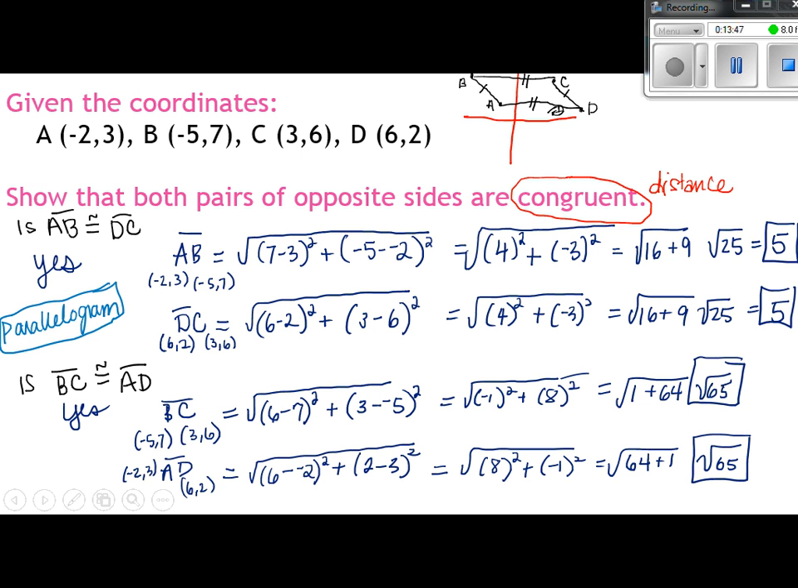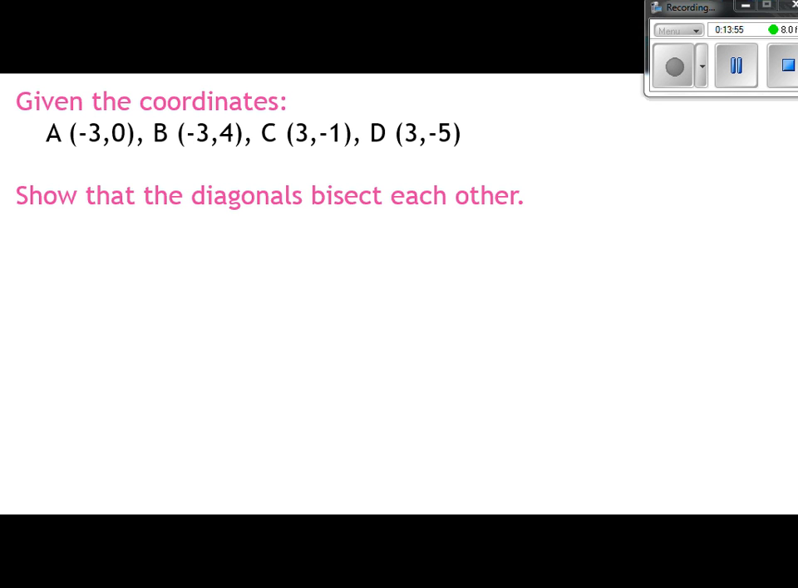Okay, so we've used the distance formula, we've used the slope formula. Guess what? The last one is probably, yep, midpoint, because those are the three that we learned. All right, so again, let's draw our figure out and see where our figure would be. I'm going to do a different color here. So (-3, 0) would be there. That's our A. And then we have (-3, 4). That's our B. We have (3, -1). That's our C. And we have (3, -5), which is our D. So this is what our shape looks like.